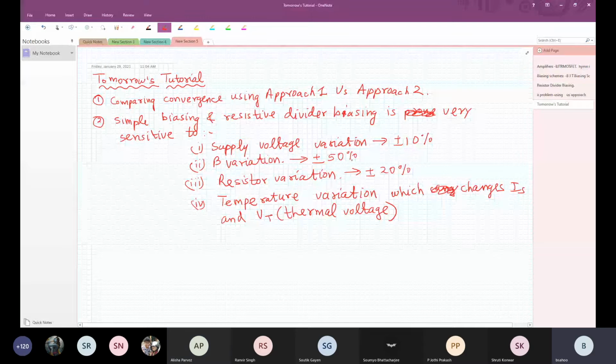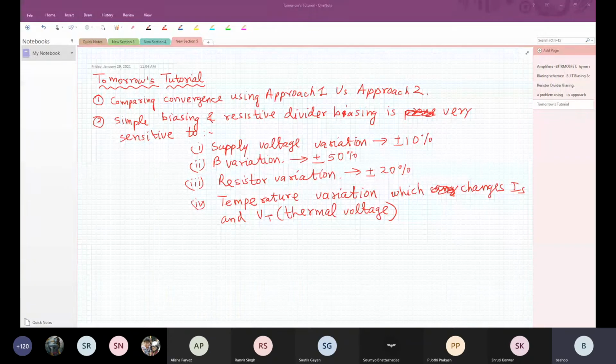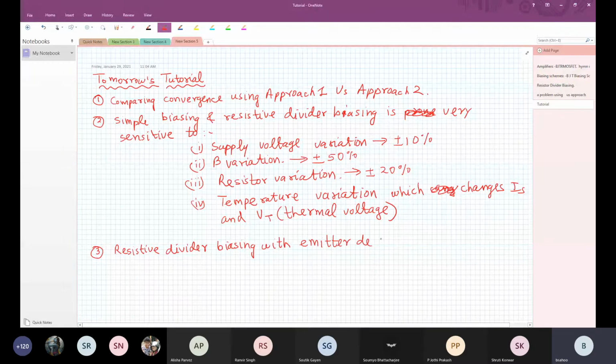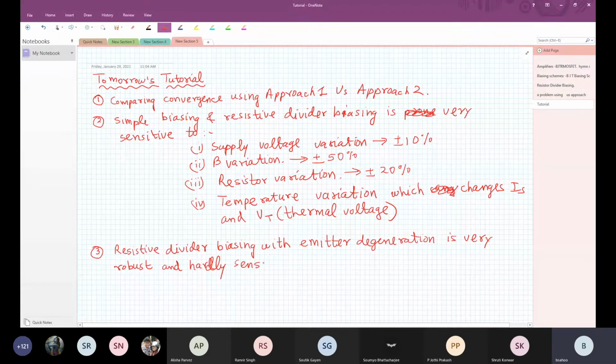So that means we'll do this. So this is one thing. Simple biasing and resistor divider biasing. We will analyze this. And then we will show that resistive divider biasing with emitter degeneration is very robust and hardly sensitive to any of the above variations.